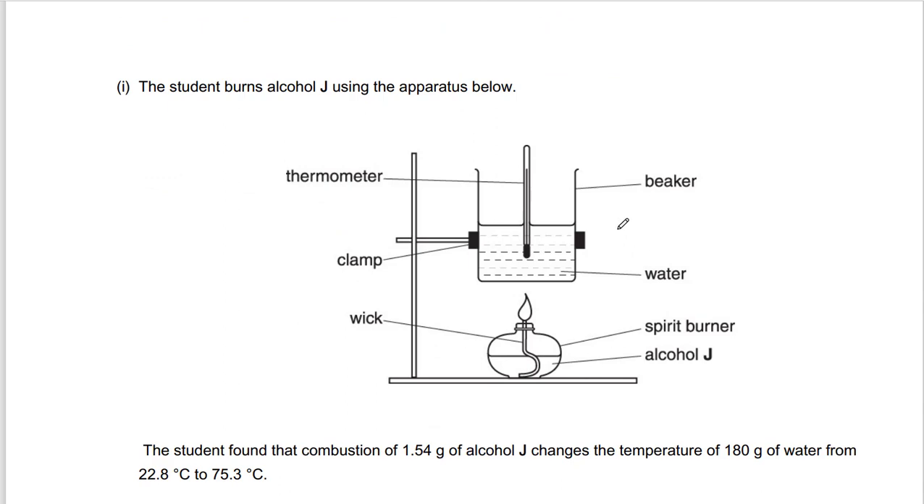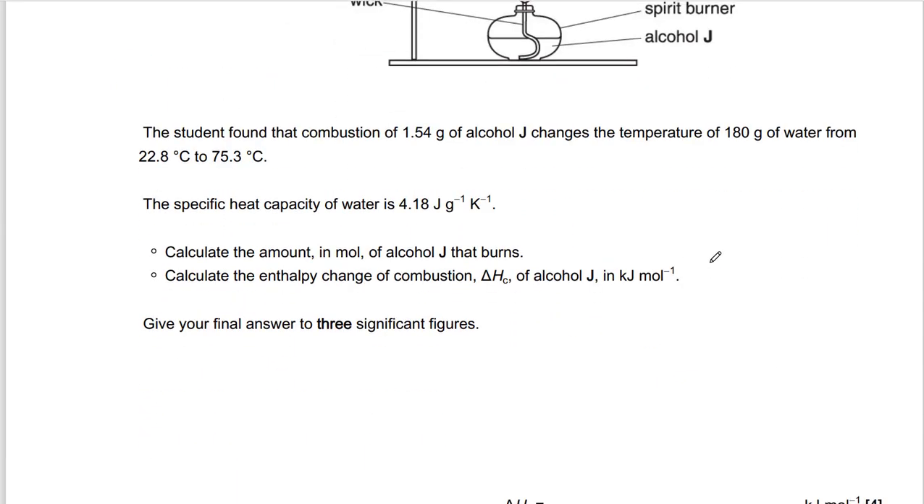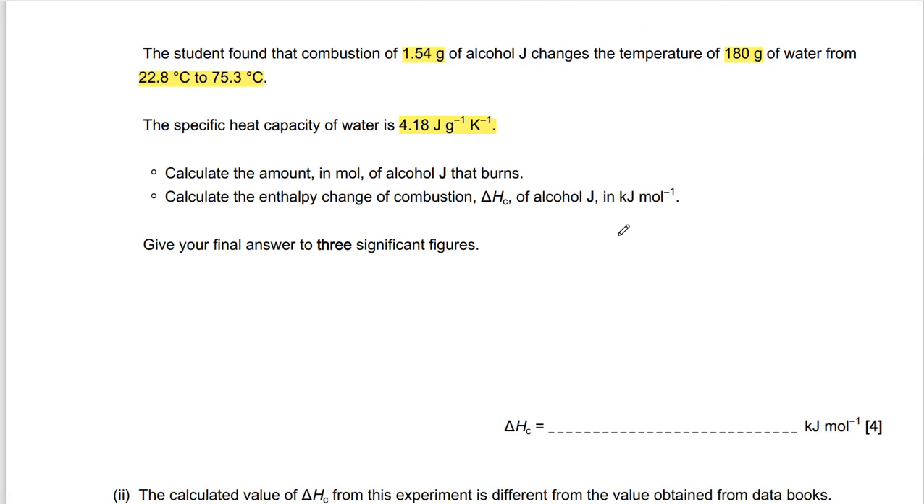So, straightforward spirit burner apparatus, lots of writing. So the student is combusting, so let's just quickly highlight the key points here that you're going to use. 1.54 grams of the alcohol, you've got 180 grams of water, and you're changing the temperature from 22.8 to 75.3. They give you the heat capacity in the question. It's also on your data sheet. And you need to calculate the amount in moles of alcohol J that burns and the enthalpy change of combustion. So they're not always that specific. They sometimes just say calculate the enthalpy change of combustion. So let's run through what we need to do then.